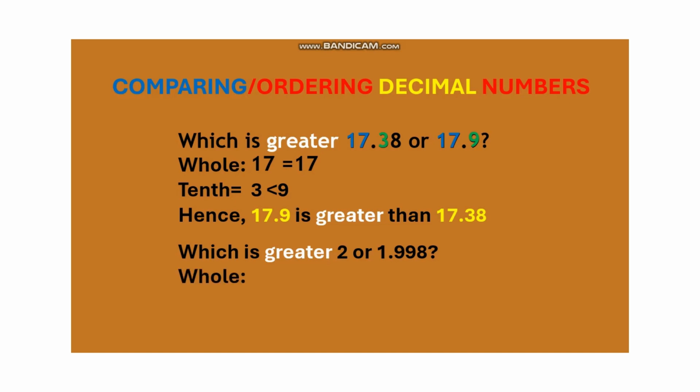Next one: which is greater, 2 or 1.998? For the whole numbers, we have 2 and 1, and 2 is greater than 1. Hence, 2 is greater than 1.998. Because when you look at it, the whole numbers here are not the same, so you don't need to consider the digits in the decimal places. And so 2 is greater than 1.998.